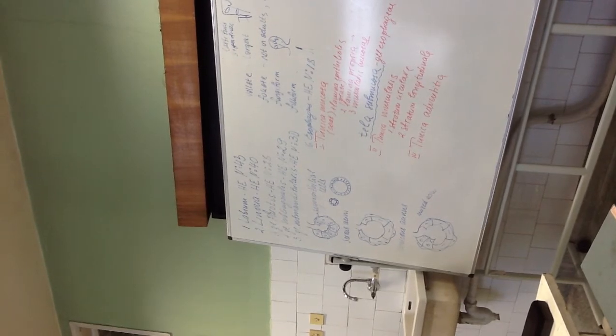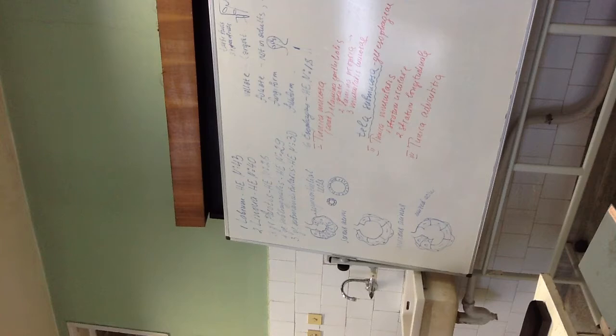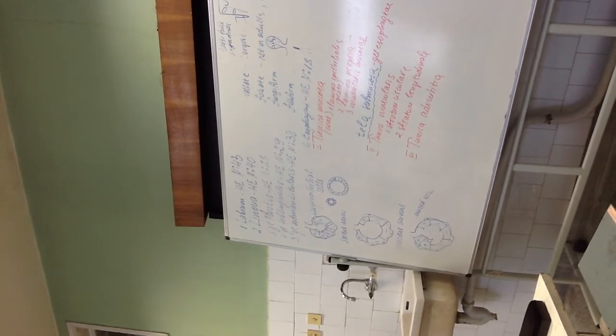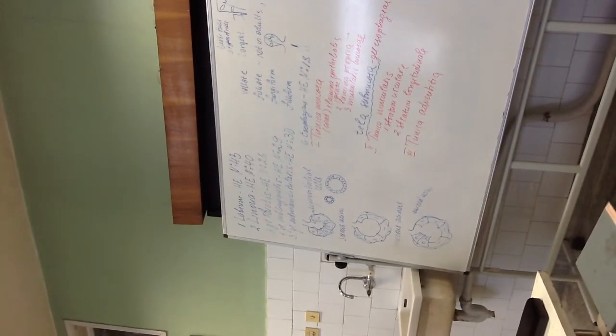What type of epithelium covers the esophagus? Stratified squamous non-keratinized. This is the epithelium of the oral cavity, tongue, and esophagus.